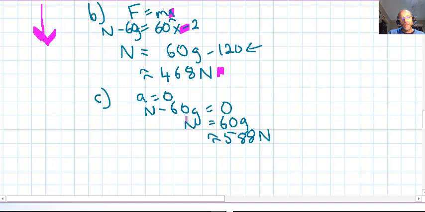Okay, a is 0, so on the right hand side we have 60 times 0 because a is 0, so n minus 60g equals 0, and rearranging and using the approximation for g, 588 newtons.